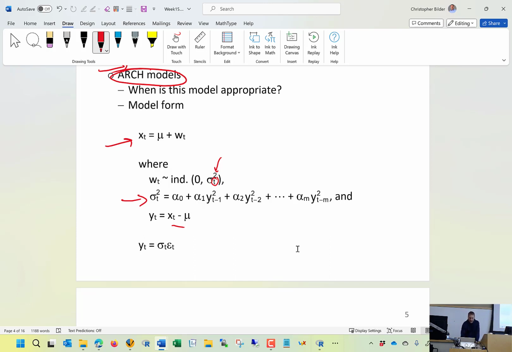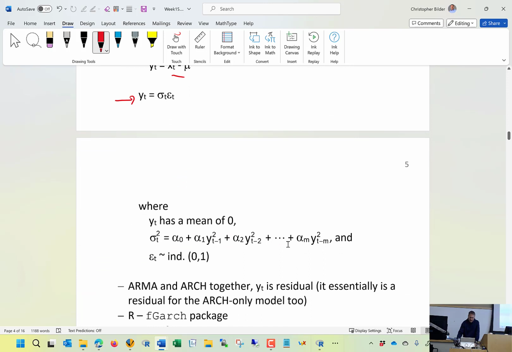I could also write out the model like this, where y sub t is equal to sigma sub t times epsilon sub t, where this epsilon t is distributed independent with mean 0, variance 1. We have the same expression for sigma squared t here, and notice y sub t would have to have a mean of 0. So why am I presenting two different ways to write out the model? It's because this is typically the way that you will see it presented, both ways. That's why.